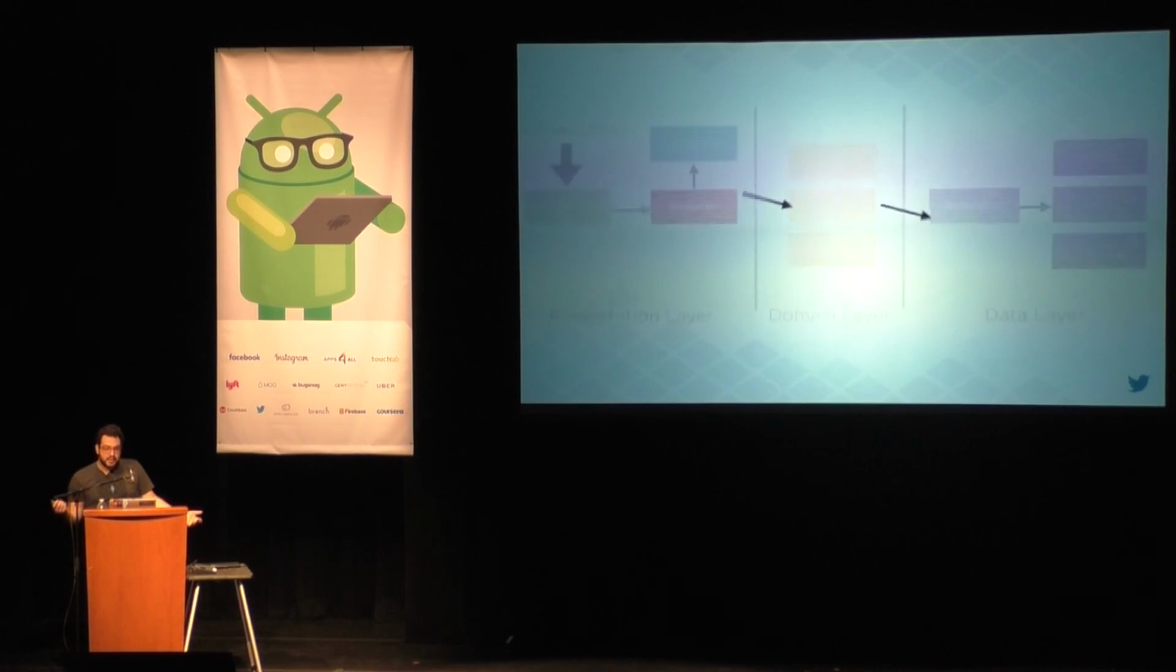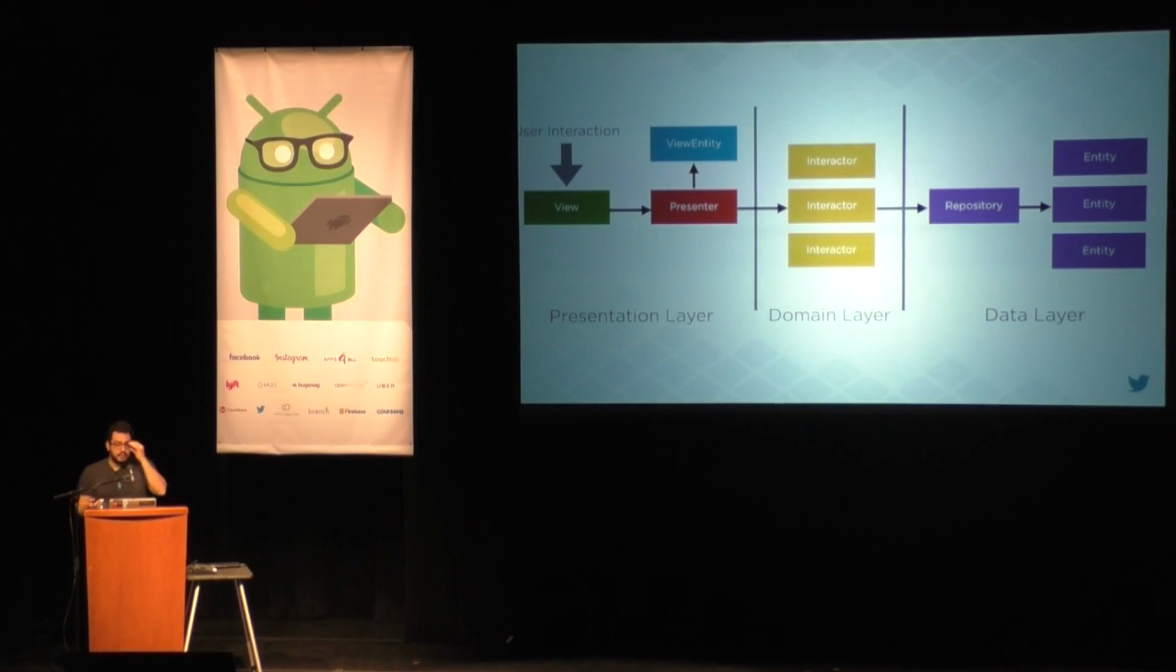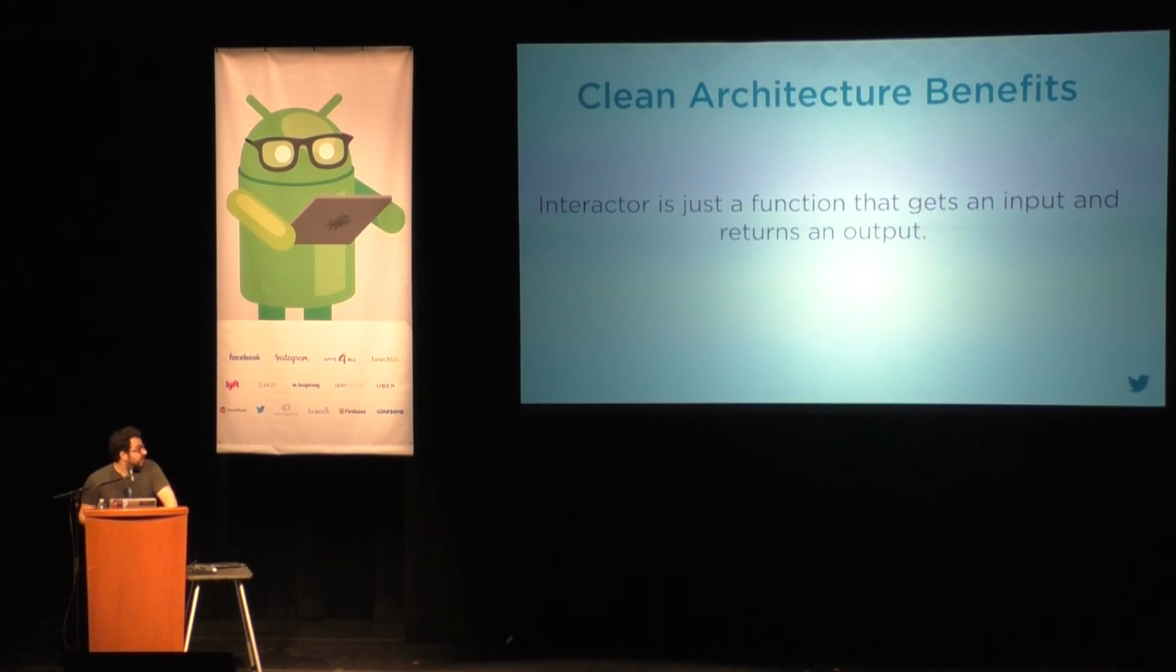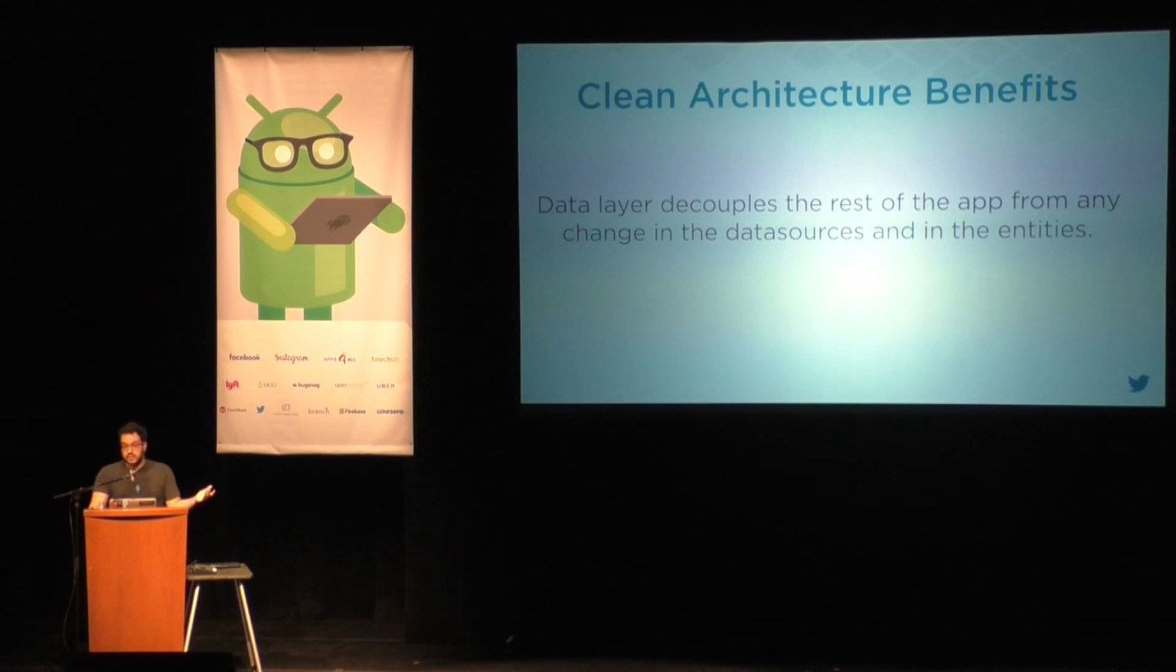So that's it. That's a clean architecture, right? Easy. Presentation is decoupled from the model. Interactor is just a function that gets an input and returns an output. It could be a Java module. If you don't use anything that Android is providing to you, it could even be a Java module in your Gradle project. That's amazing, right? That means that you can actually test it easily. And then you can reuse it too. You can reuse it between different apps.